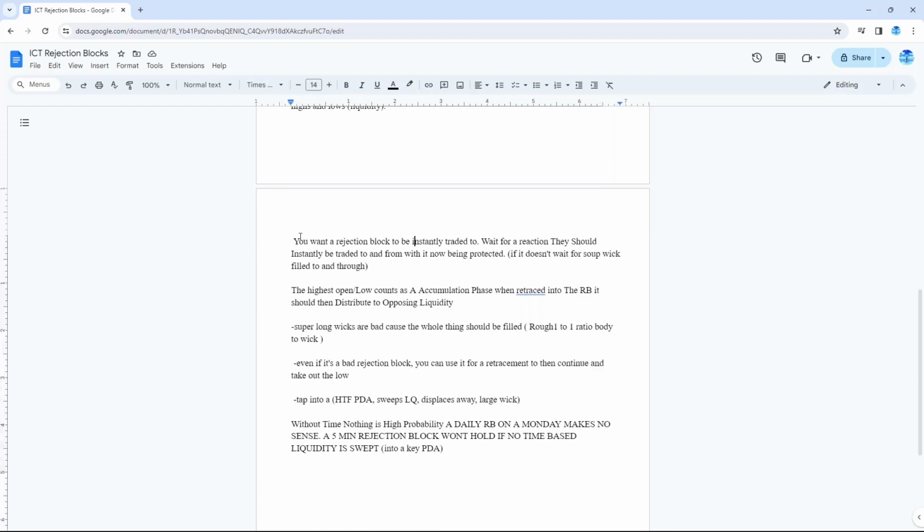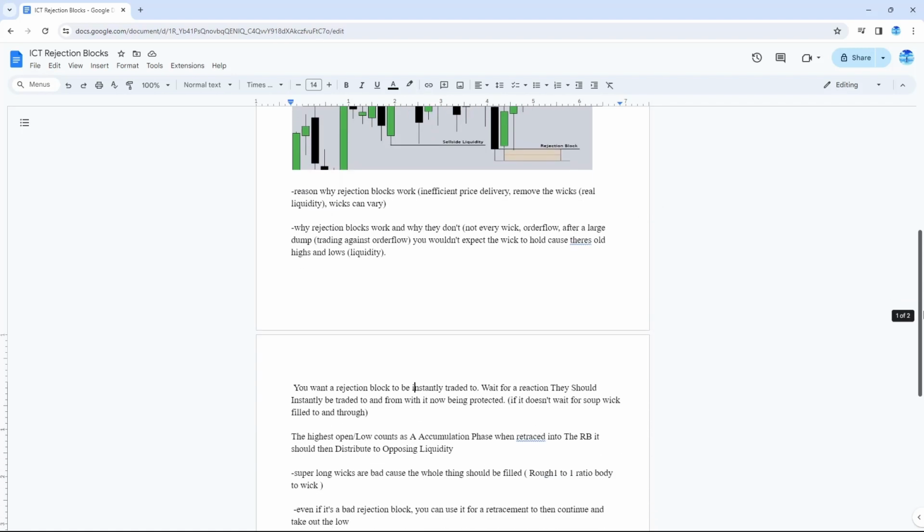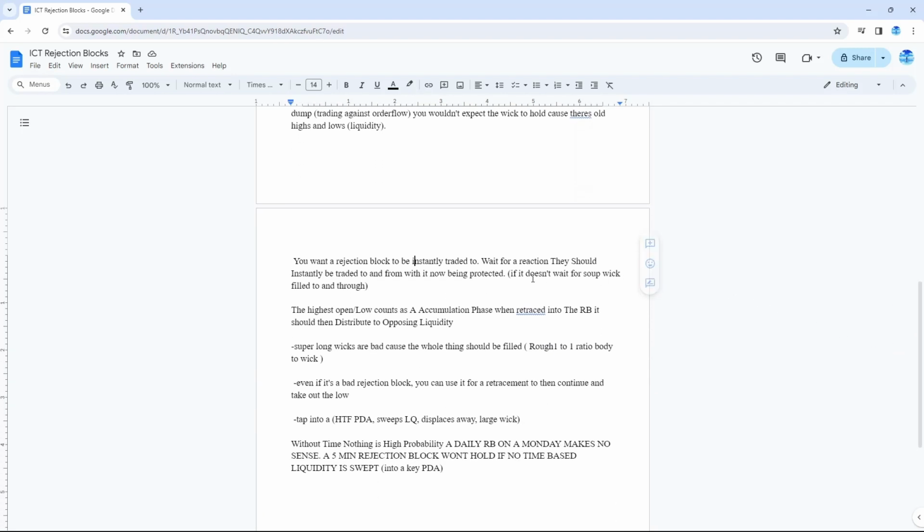You want the rejection block to be instantly traded to, shown with our daily example. You want to then wait for a reaction. They should be instantly traded to and almost instantly from. Obviously, maybe on the 1 minute. If we're in a daily rejection block, it might take a little time, but in comparison, on the daily time frame, you can see how we instantly reacted from the rejection block. They should be instantly traded from, and with it now being a protected swing high or swing low, this turns into a high resistance liquidity run if it wants to be ran.